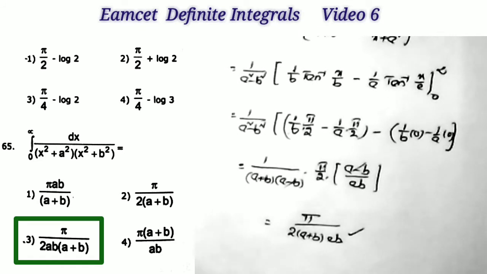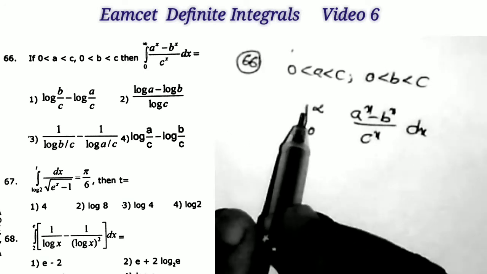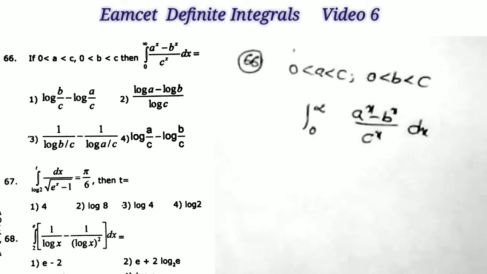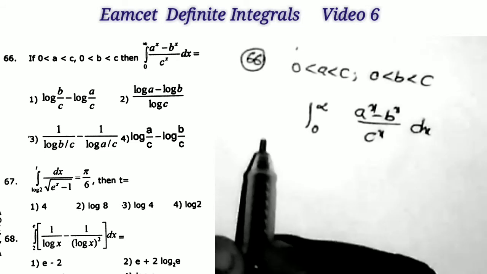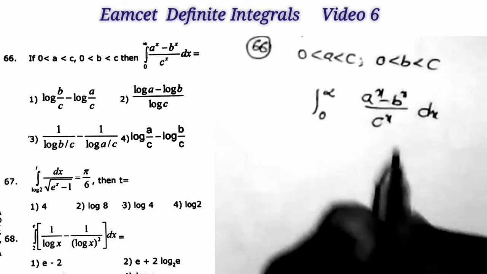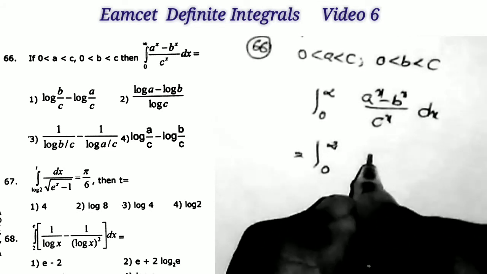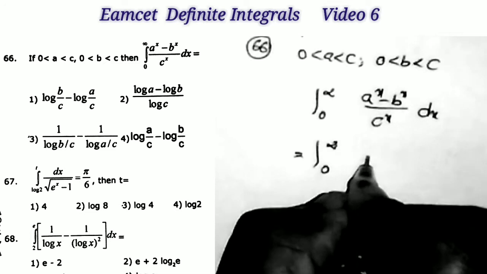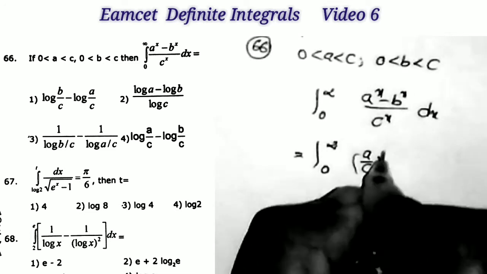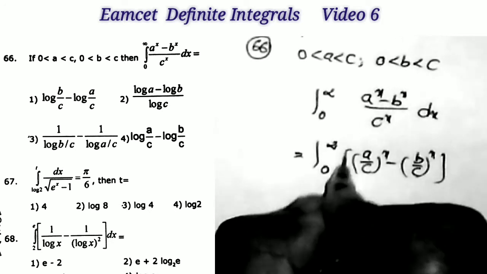Very easy question. Next question, sum number 66. If 0 less than a less than c and 0 less than b less than c, then integral 0 to infinity of a power x minus b power x by c power x into dx. Now we want the integration of this. First I take that this value is equal to integral 0 to infinity of a by c power x minus b by c power x.